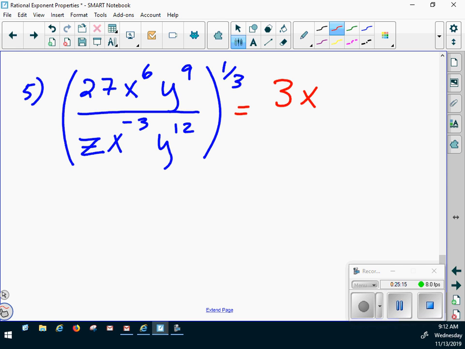X to the, good, x to the second, over z to the what? No, z, take care of z. Right, so take care of z. Z to the first power. 1 times 1/3. Let me see the 1/3. Trey. Right here.